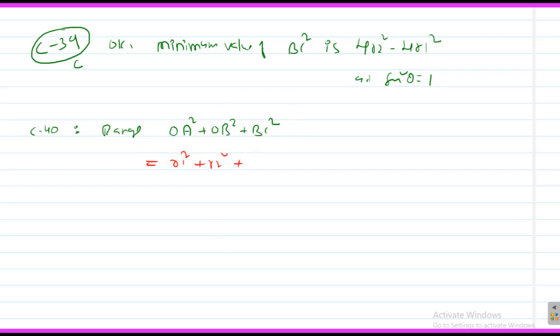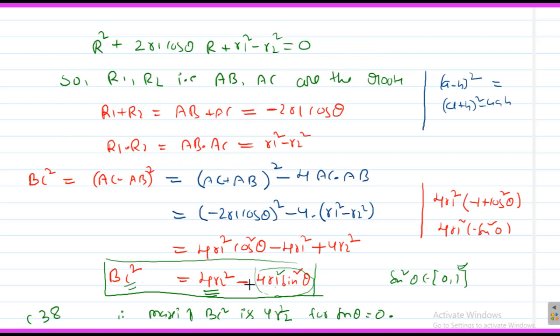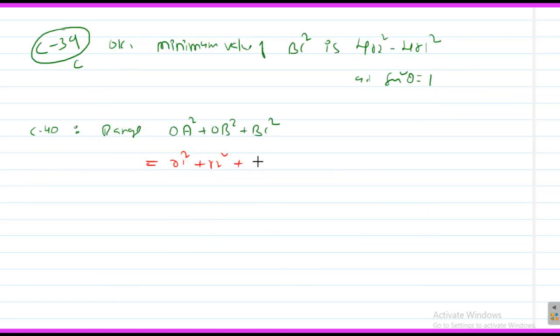Now the BC square value, see, this is the BC square value. We should write 4R2 square minus 4r1 square sin square theta. So this is the value of OA square plus OB square plus BC square. Now we want to find the minimum value of this and the maximum value of this.